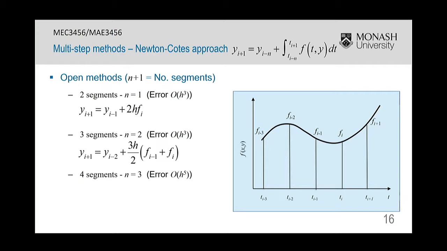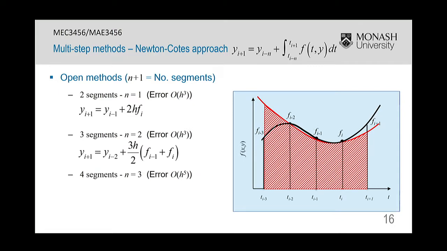Likewise, for four segments, we have three points that we're going to use: f_{i-2}, f_{i-1} and f_i. We fit a parabola to those three points. We integrate from t_{i-3} to t_{i+1}, and we come up with the integration formula there: y_{i+1} equals y_{i-3} plus this term here.